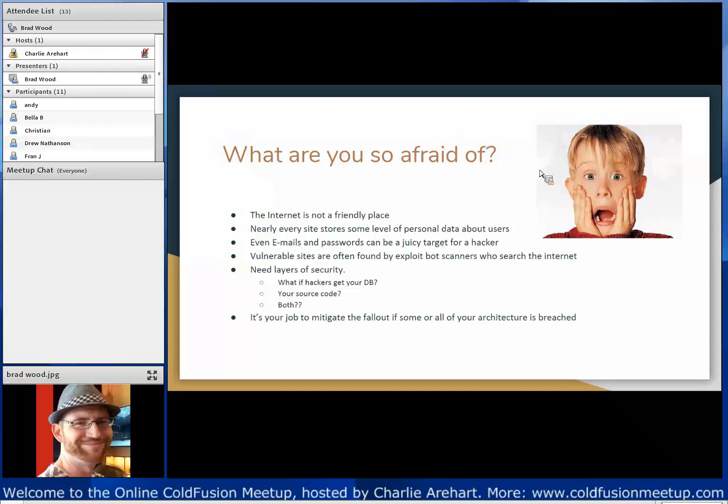So almost every site stores some level of personal data about users. I've had people say to me, well, our site doesn't have any data worth hacking, right? I mean, really, who would want our database? But that's not really true. Just names, email addresses, and passwords can be a juicy enough target that a hacker would want to try to get access to your database.